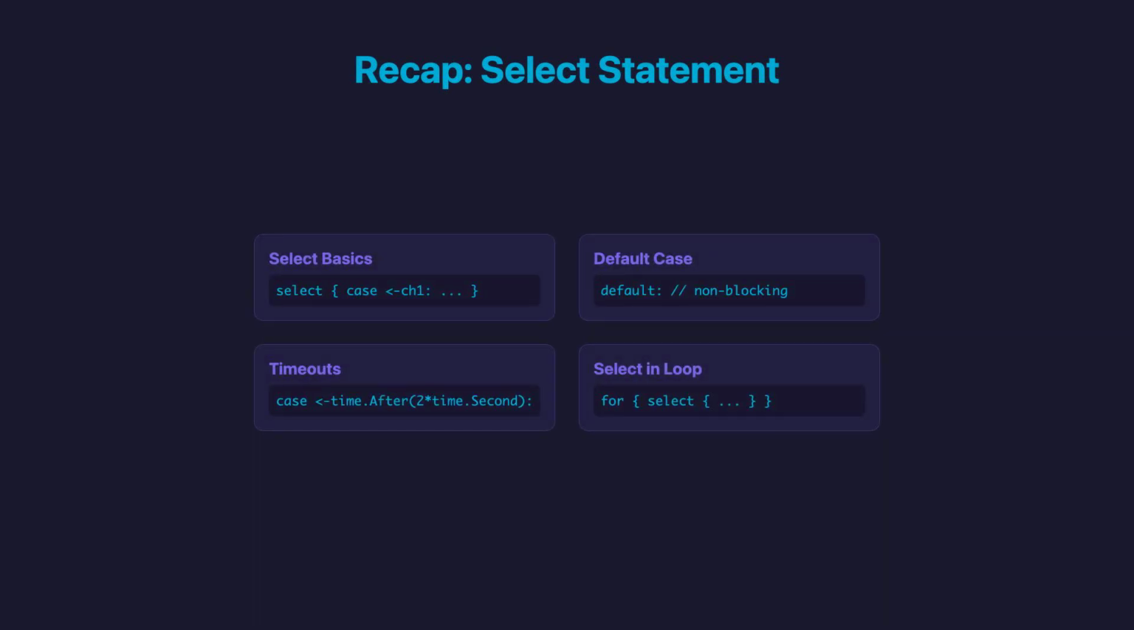Let us recap the select statement. Select waits on multiple channels. The first ready case runs. Default provides non-blocking behavior when no channel is ready. time.After creates timeouts. Use select in loops for continuous processing.